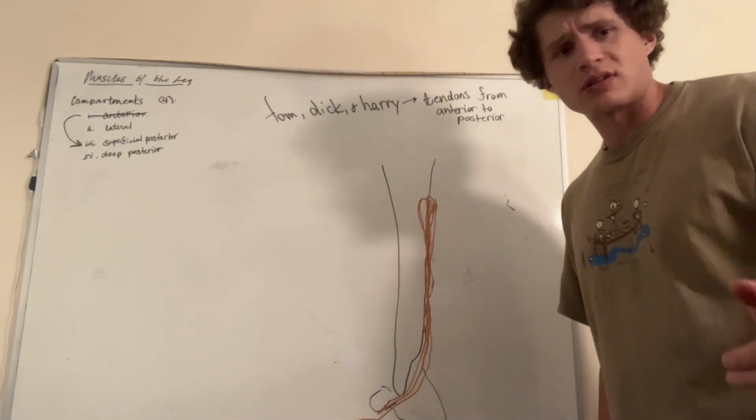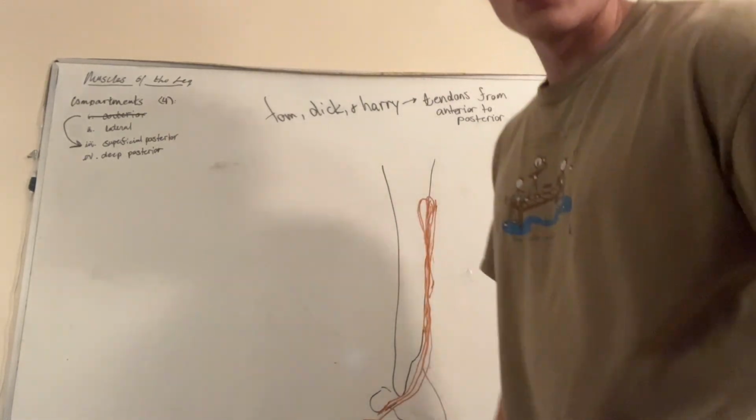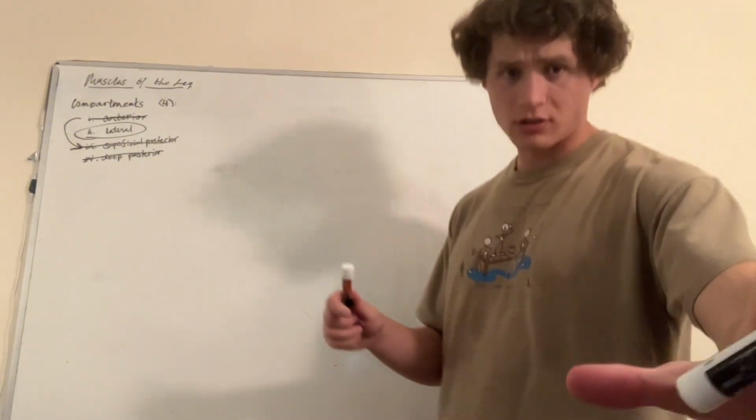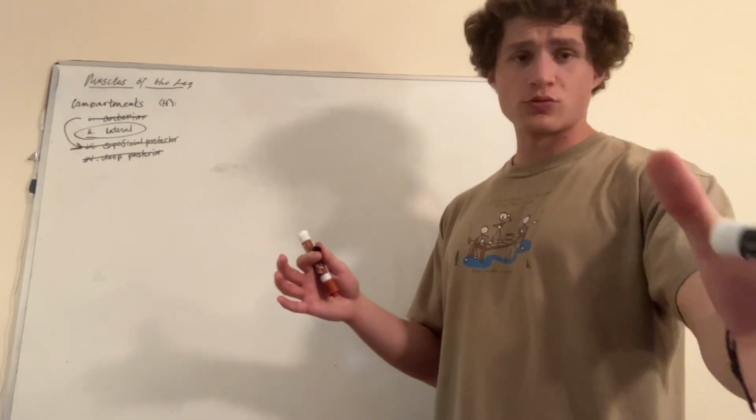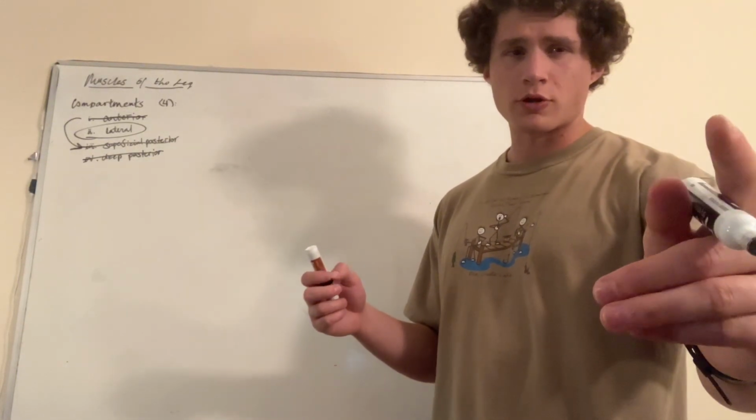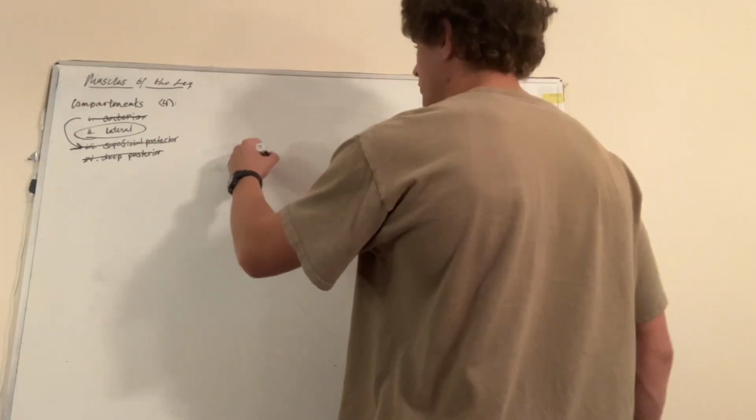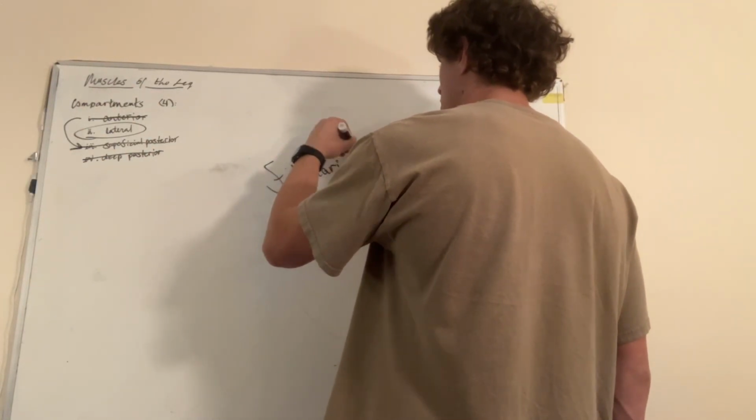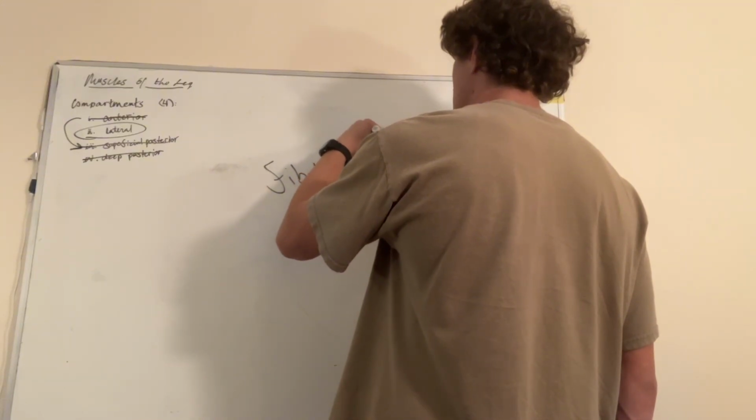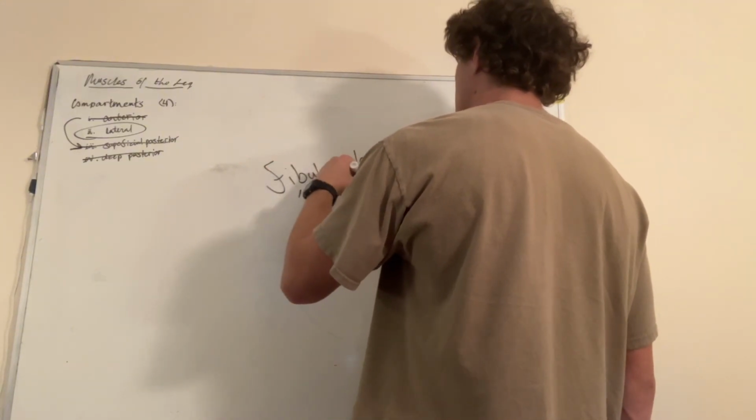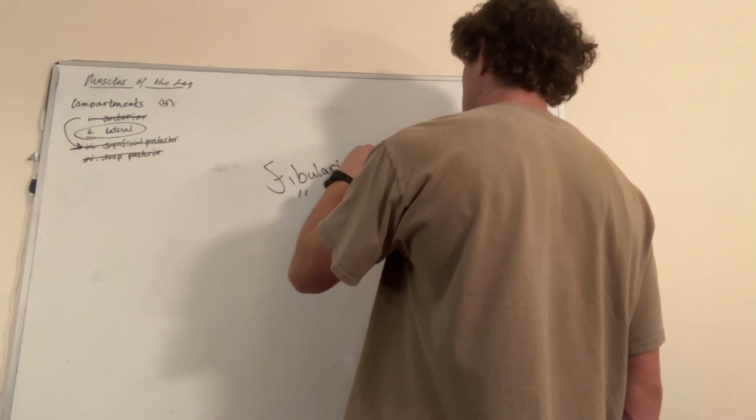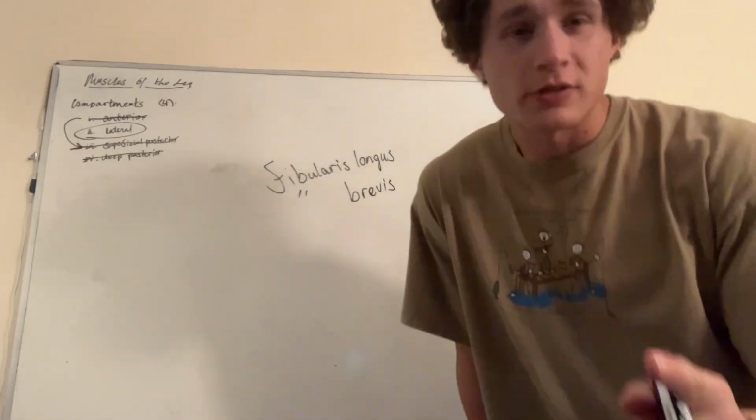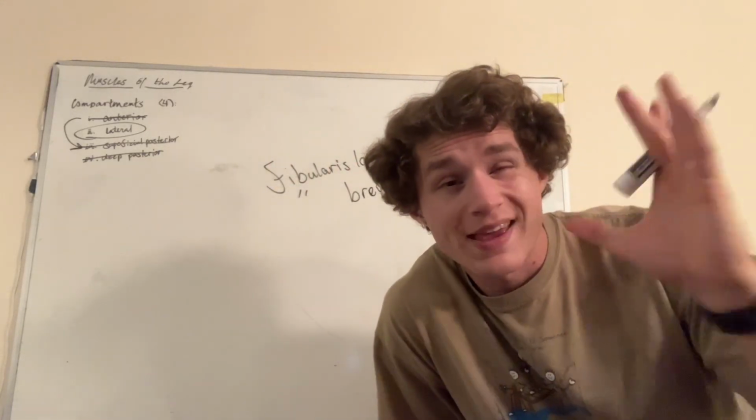Now we're finally on to the lateral compartment. Here we go. Alrighty. So luckily for us, there's only really two muscles to speak of in the lateral compartment of the lower leg. They are fibularis longus and fibularis brevis. Remember, there was also a fibularis tertius, but that was often considered a part of the anterior compartment.